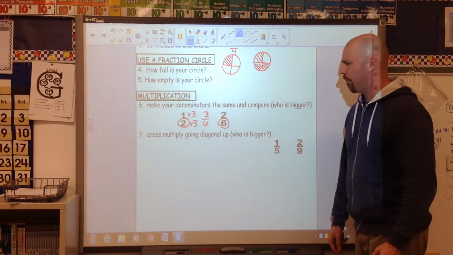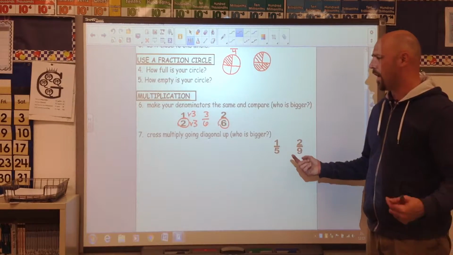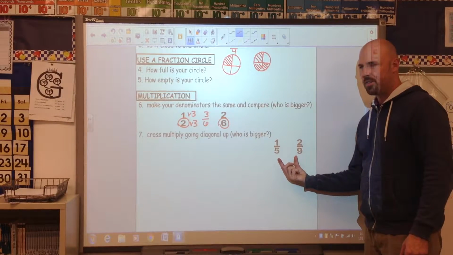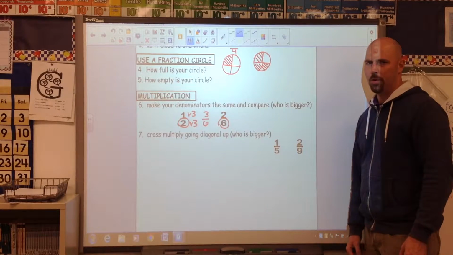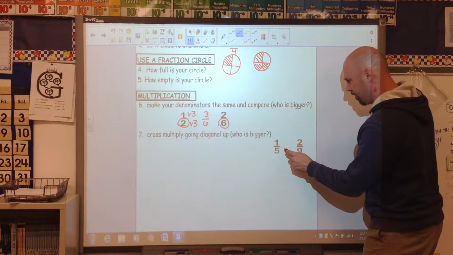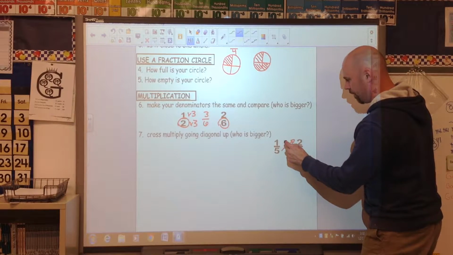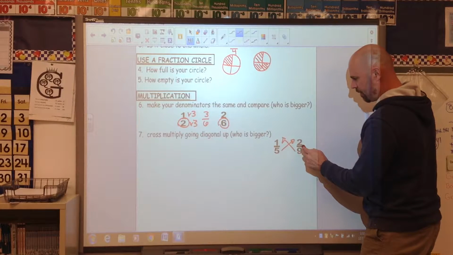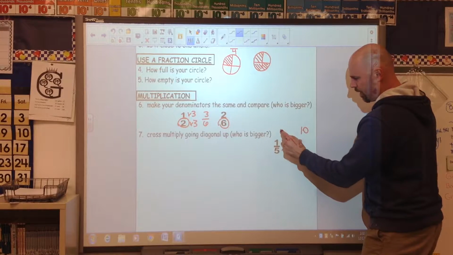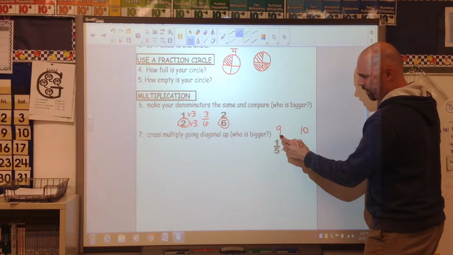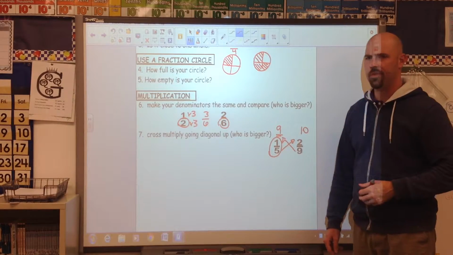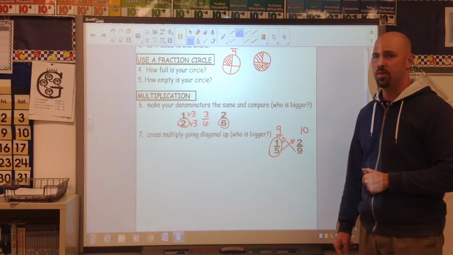The last one that we use is cross multiplying going diagonal up, and then we ask who is bigger. That's when I get these really weird fractions, like I know that these 2 are small, but I don't know who's the smallest, because they're so weird, they're so close together, I'm not sure. So I'm going to multiply diagonally going up. 5 times 2 is 10, so I have a 10 above this one. 9 times 1 is 9, I have a 9 above this one. Since this number is smaller, this fraction is going to be my smaller fraction. 1/5 is slightly smaller than 2/9.